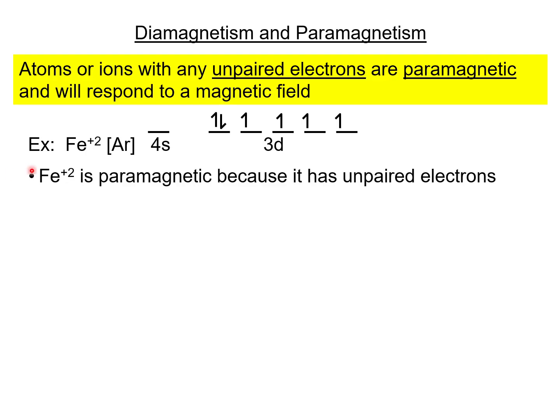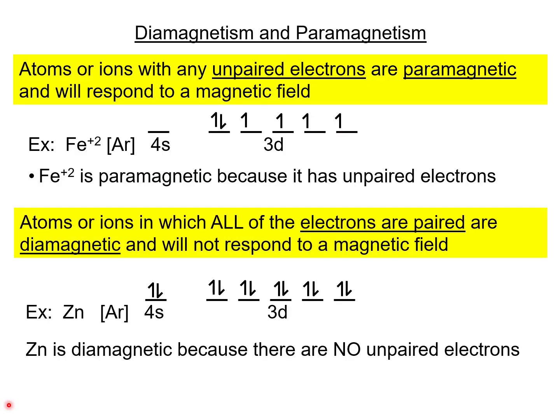So here we have iron +2, so it's missing its two 4s electrons, but it still has some unpaired electrons in the 3d orbitals, so that means it is paramagnetic because it has unpaired electrons. Atoms or ions in which all of the electrons are paired, so for every up you have, you also have a down, would be diamagnetic. It does not respond to a magnetic field.